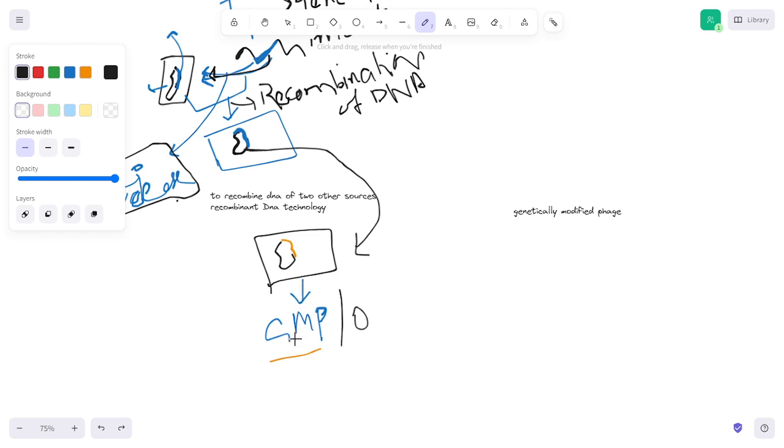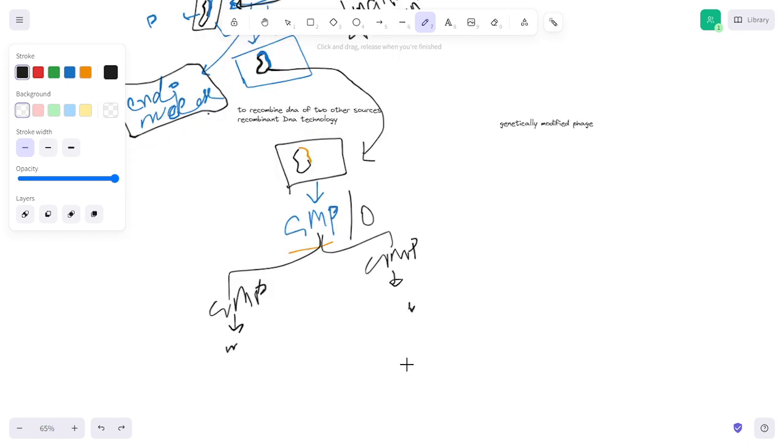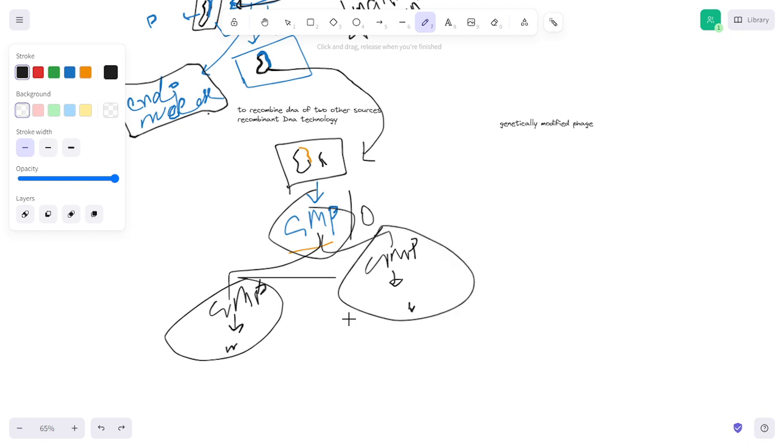Now this genetically modified phage will undergo replication. It will make more GMP. It will make its clones, meaning identical copies. It will do replication, then replication, and by this replication in the phage, ये phage में ही होगी this GMP. I'm marking it like a cell. So this GMP has been replicated. ये replication हो रही है and making many copies.